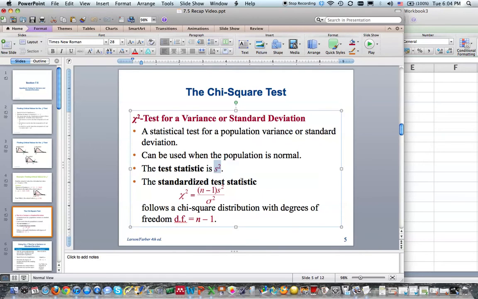The standardized test statistic is chi-squared equals n minus 1 times S squared divided by sigma squared. This is from the sample. This is from the population. And this follows a chi-square distribution with degrees of freedom equaling n minus 1.